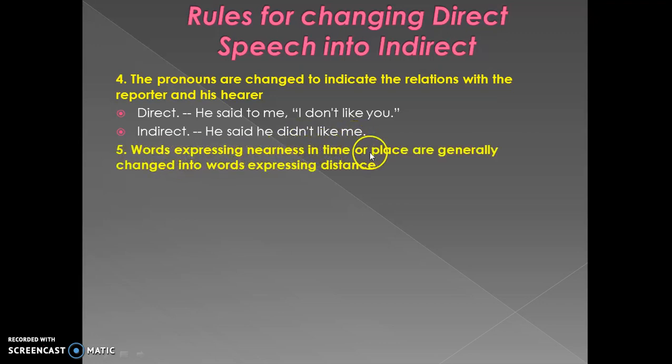Words expressing nearness in time or place are generally changed into words expressing distance. For example, now is changed to then, and here would be written as there. Let us see the other words.